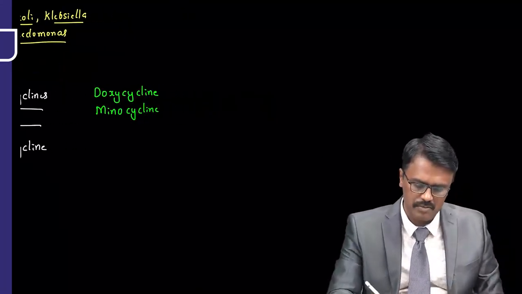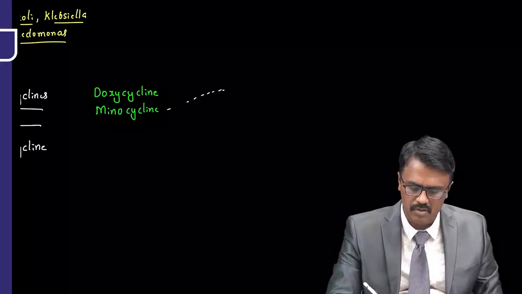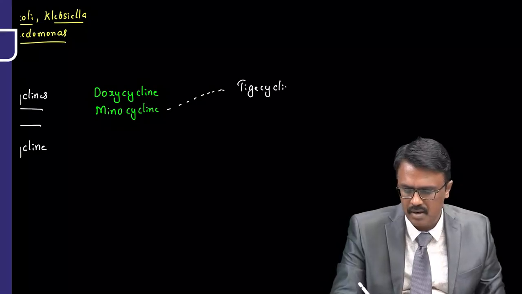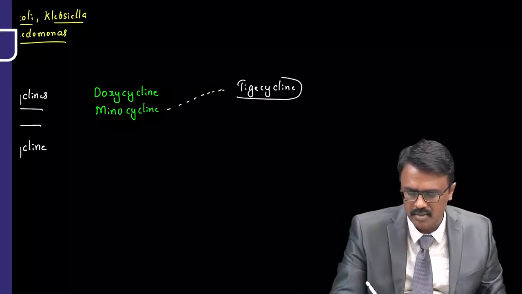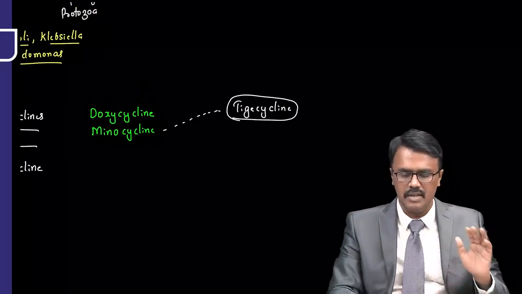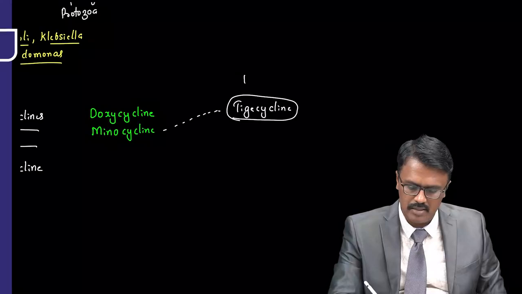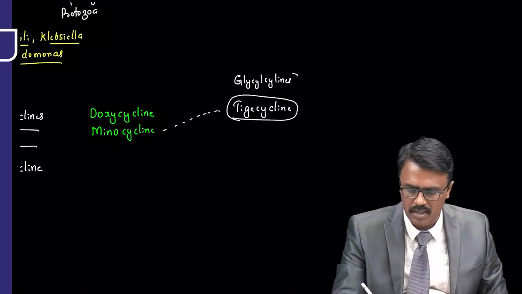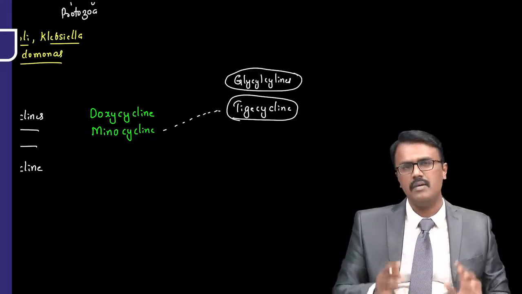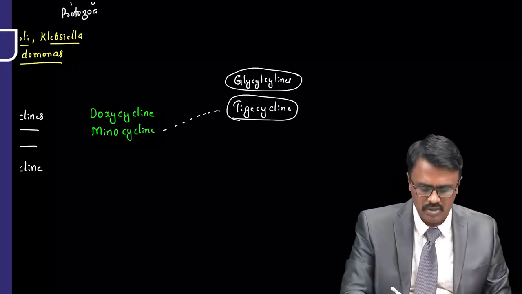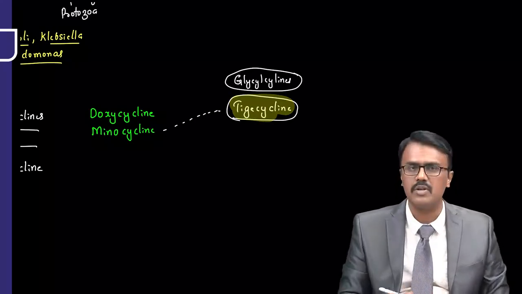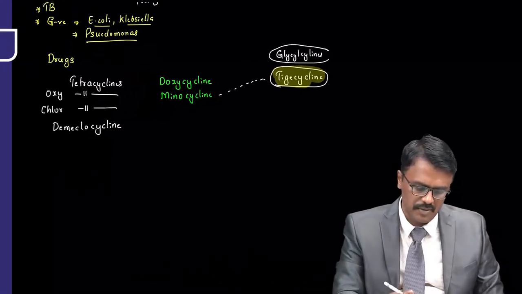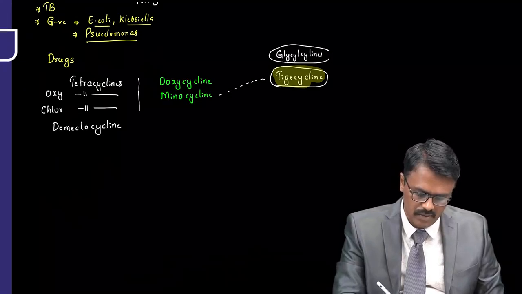I'll tell you one more drug. From minocycline, we got one more thing, and that is called tigecycline. Now, tigecycline has the same mechanism as tetracycline. It is called glycylcycline, so this belongs to the glycylcycline group. It's a separate group, but the same mechanism of action. We'll discuss this drug later. It is a derivative of minocycline.